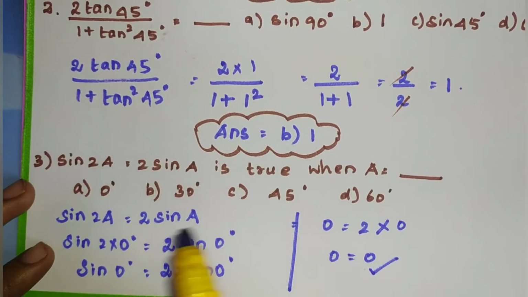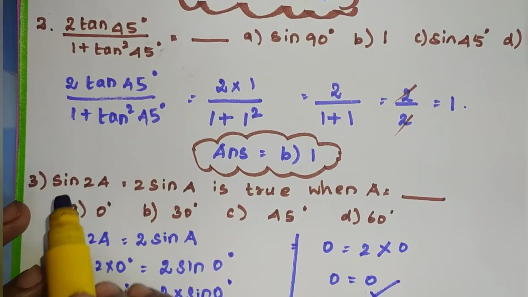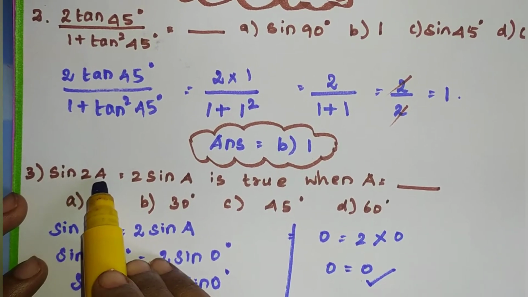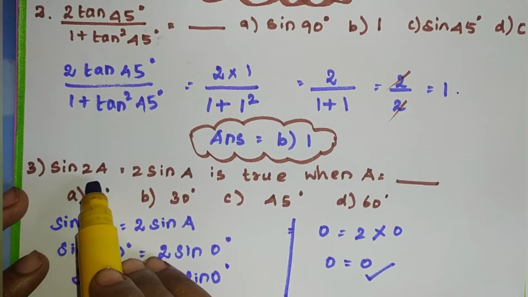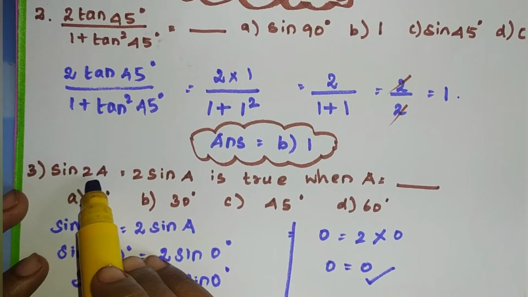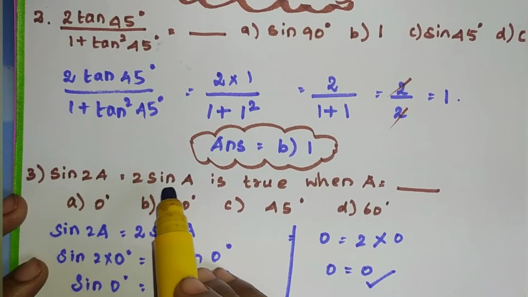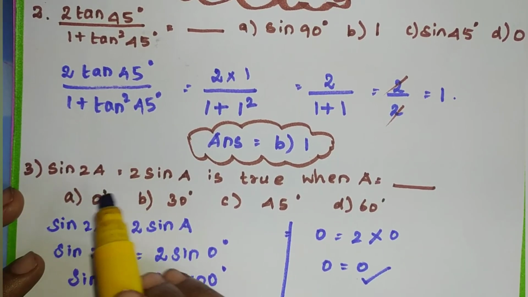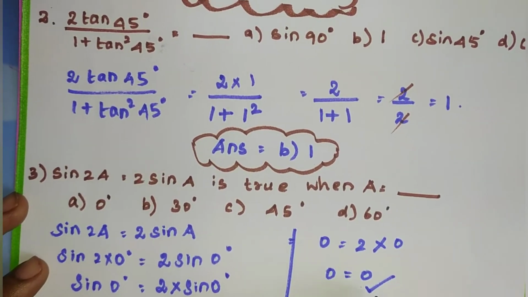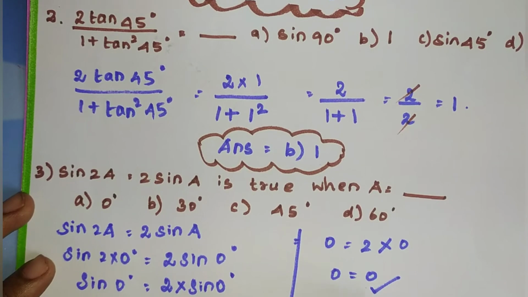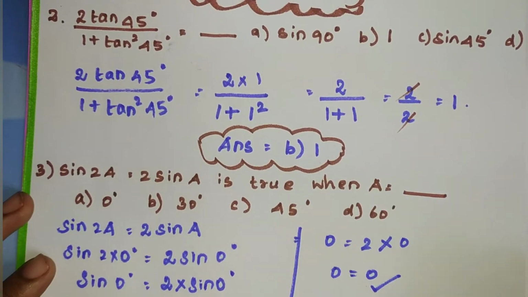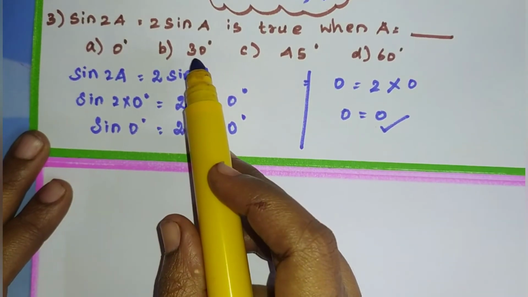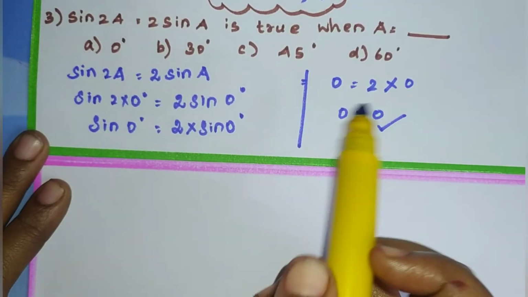Like this, you can substitute 30 degree. And if we substitute 30 degree, what will we get here? Sin 60 degree. And here 2 sin 30 degree. Substitute the value and see whether it is equal or not. But in the first option itself, we got the correct answer. So the answer is 0 degree. But I will tell you how to check the other angles.